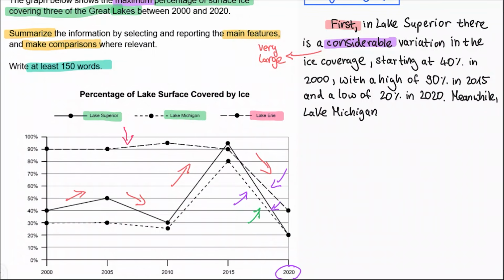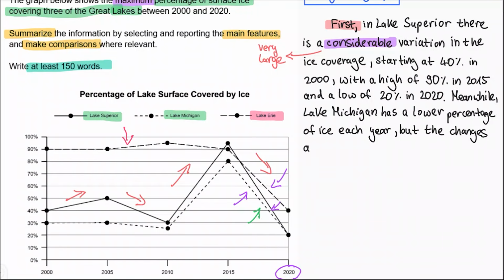Meanwhile, Lake Michigan has a lower percentage of ice each year, but the changes are consistent in both lakes. I used meanwhile as a linking word to show that the following statement happened at the same time as the first sentence. It's great for showing that the data about the lakes was consistent. Consistent means that the data changed the same way.